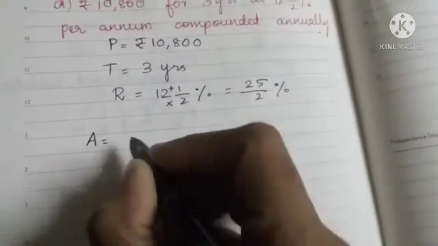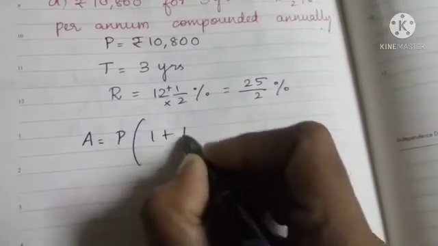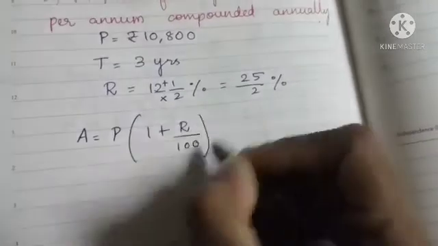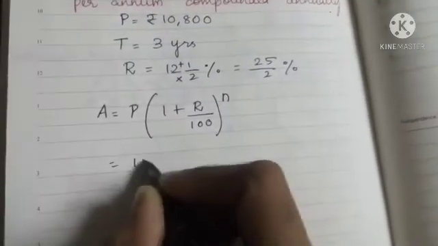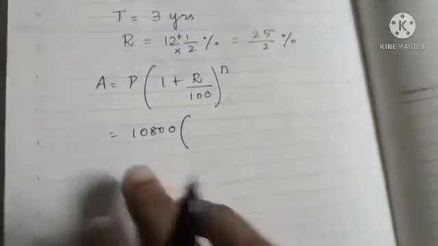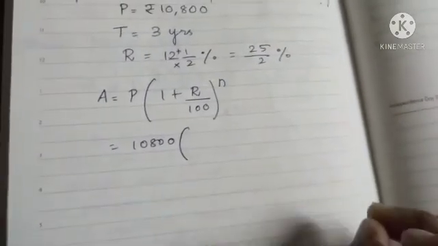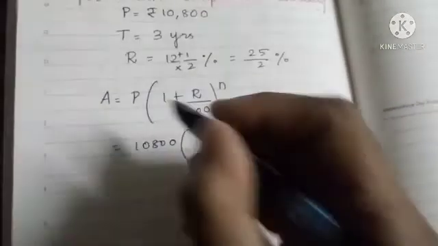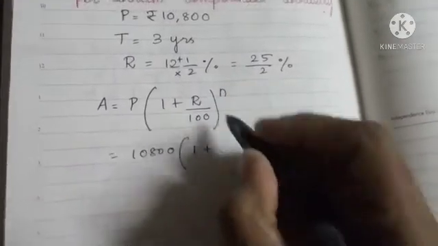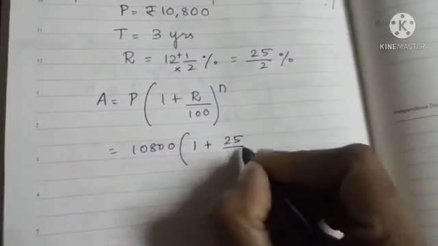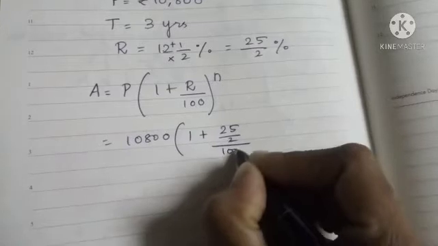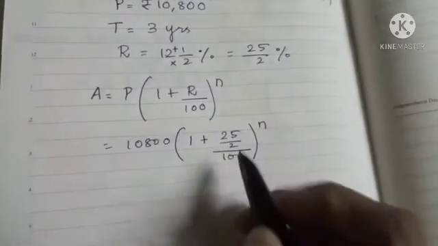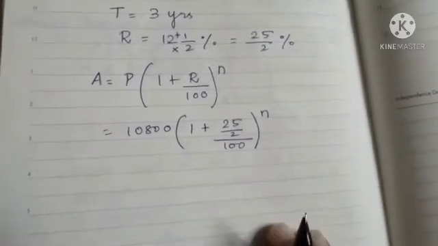So what is the amount formula? Principal into 1 plus r by 100 the whole power n. What is the principal? 10,800. See children, the substitution is very much important. Don't make careless mistakes in this substitution. 1 plus r is what? 25 by 2 the whole divided by 100, the whole power n.